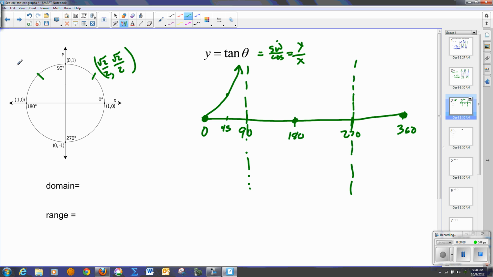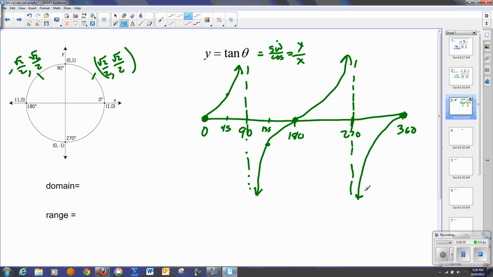Over at 135 degrees, which is somewhere down here, I'm going to also have root 2 over 2 and root 2 over 2, except in this case, my x value is negative. Therefore, I have a negative 1 for my tangent value. So my tangent looks similar to this. And if I did the same for that 45-degree value between 270 and 360, here's my graph.